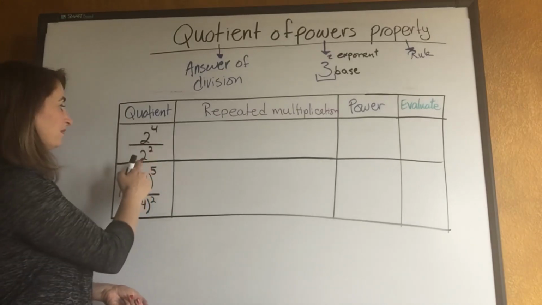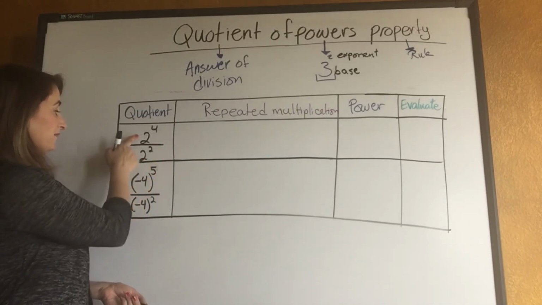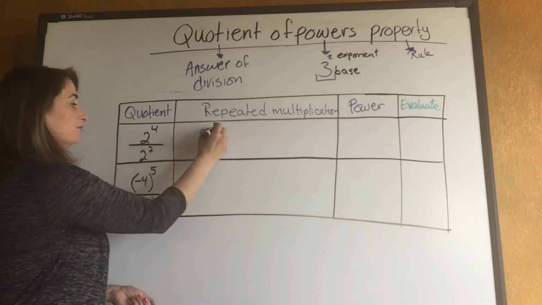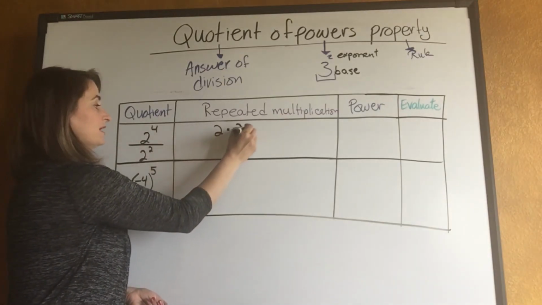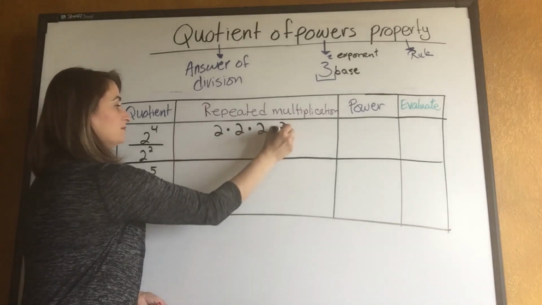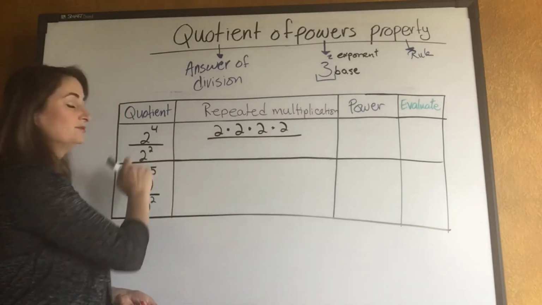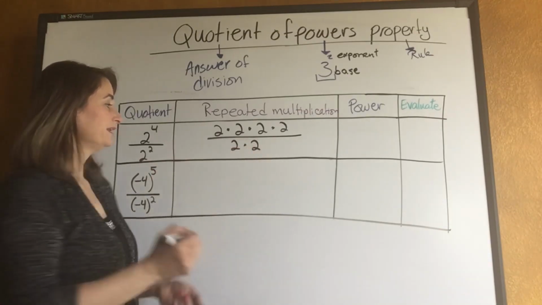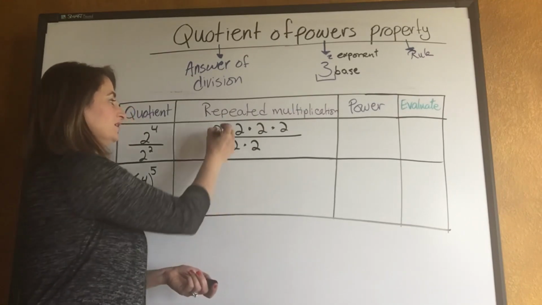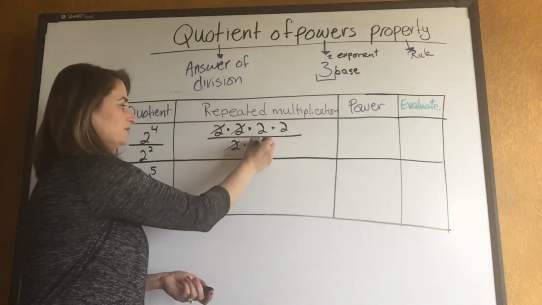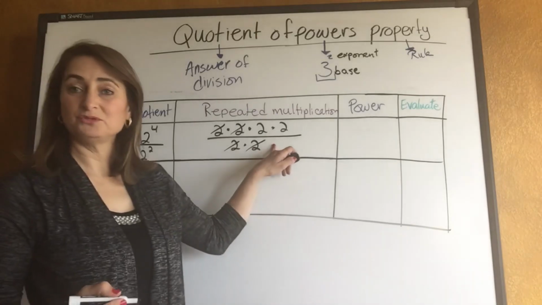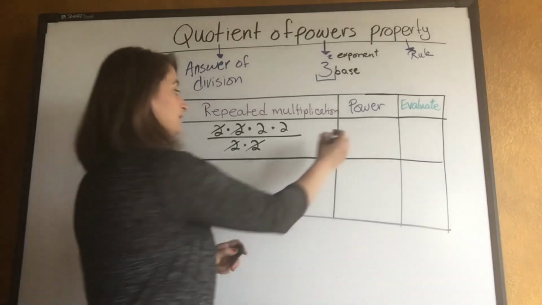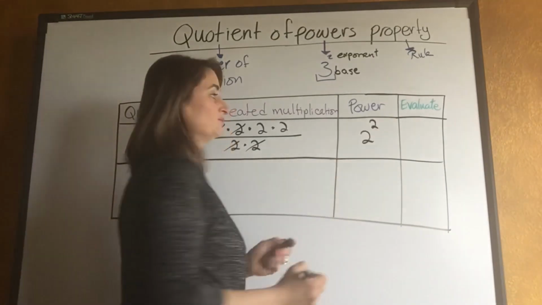The first one, 2 to the power of 4 divided by 2 to the power of 2. I have the same base. Now I need to use repeated multiplication. 2 to the power of 4 means the base is repeated 4 times: 2 times 2 times 2 times 2, divided by 2 to the power of 2, which means the base repeated twice, which is 2 times 2. Now let's cancel or divide. 2 divided by 2 is 1, 2 divided by 2 is 1. Notice what's left, only 2 of the factors of the base. I need to write it as a power, which means 2 repeated twice, 2 to the power of 2.